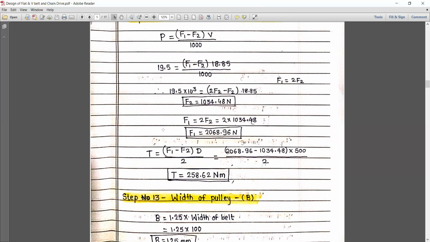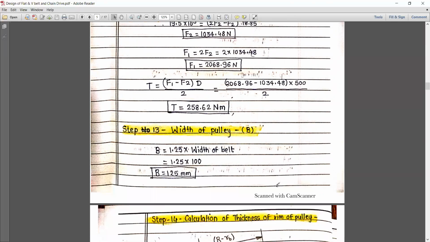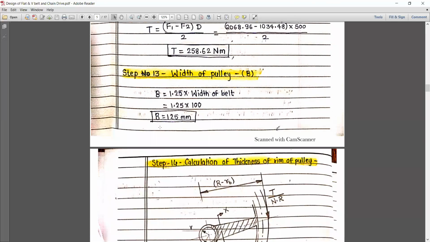Okay, so T is equal to 258.62 Newton meter. Next one, calculating the width of pulley. That is equal to 1.25 times the width of belt.